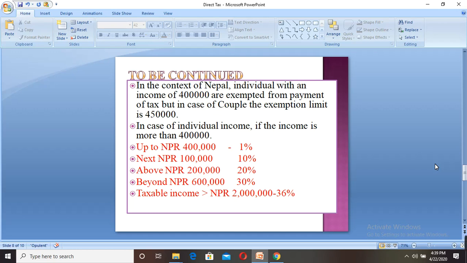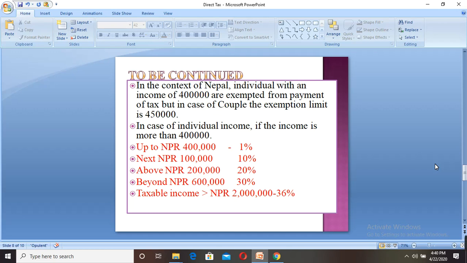If there is a couple and their income is up to 4 lakh 50,000, then they do not need to pay tax to the government, because the exemption limit for a couple in Nepal is 4 lakh 50,000, and in case of a bachelor it is 4 lakh rupees. And I have mentioned there is 1% in the first point. 1% tax is to be paid by the employees to the government monthly. It is called social security tax. And if the income is above 4 lakh rupees, the following percentages are mentioned for the last fiscal year.